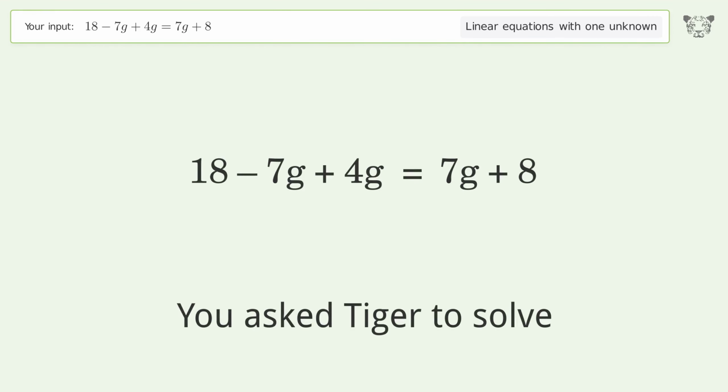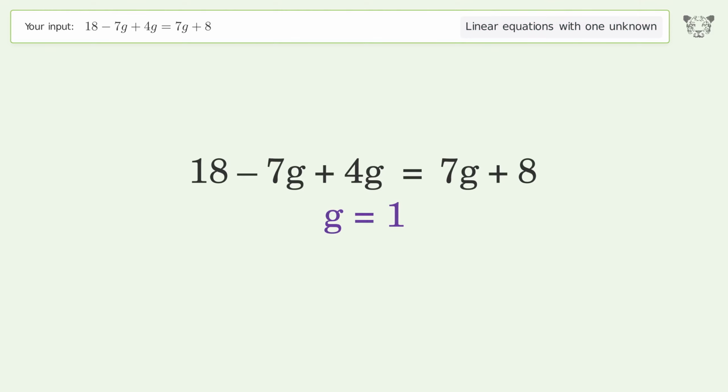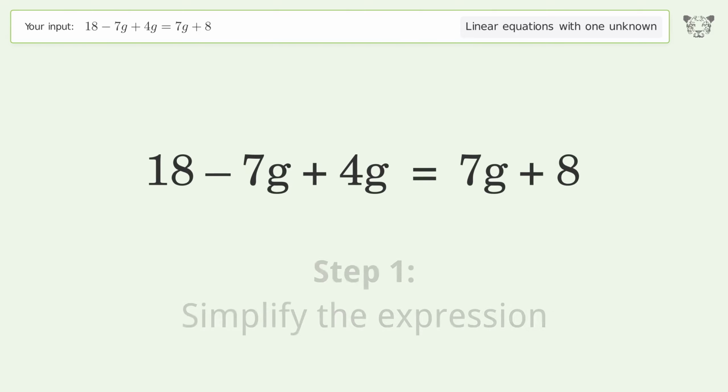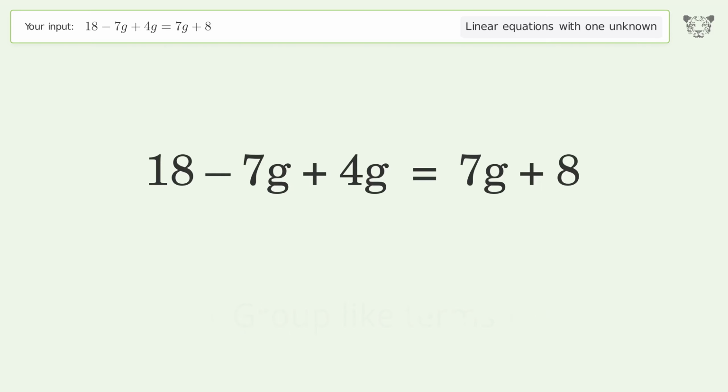You ask Tiger to solve this. This deals with linear equations with one unknown. The final result is g equals 1. Let's solve it step by step. Simplify the expression. Group like terms.